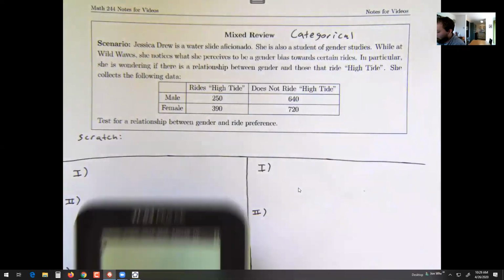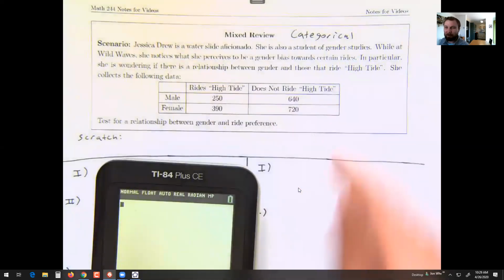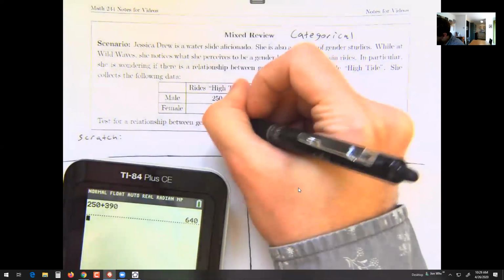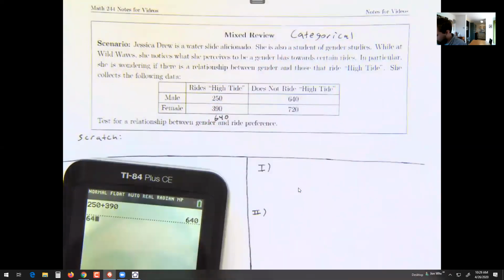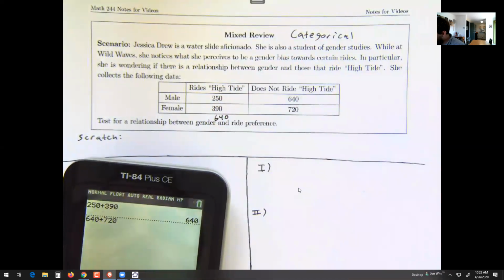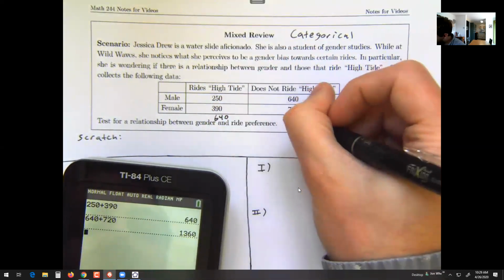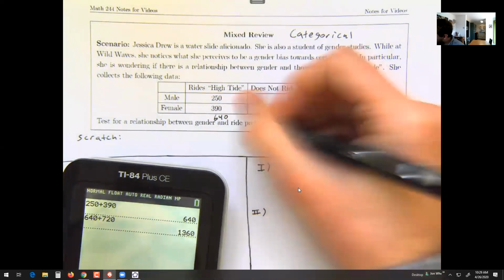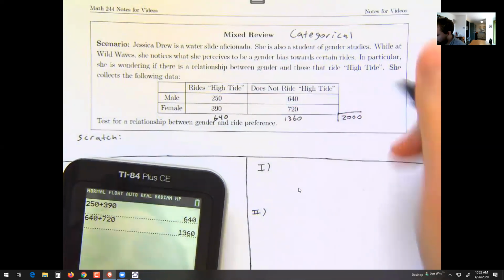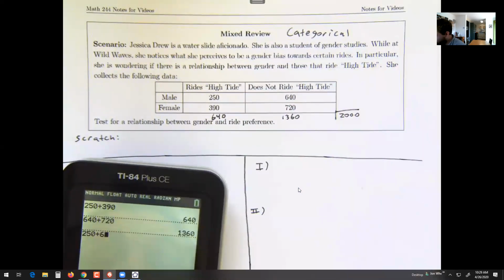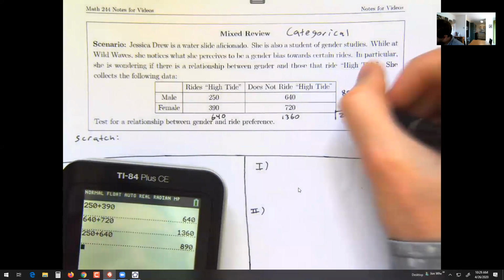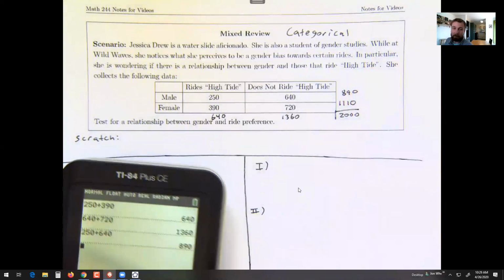So first thing I'm going to do is I'm just going to add everything up to see what my totals look like. I feel like that might help me out. 250 plus 390. There were 640 people that went on the ride. 640 and 720. There were 1,360 that did not. This gives me an overall total of 2,000 individuals. For the individuals that she sampled, 890 identified as male and 1,110 identified as female.